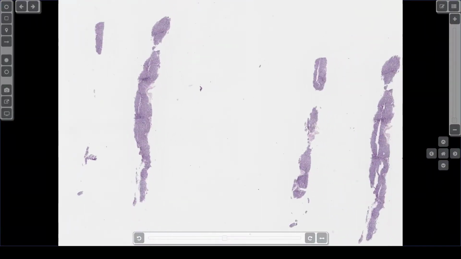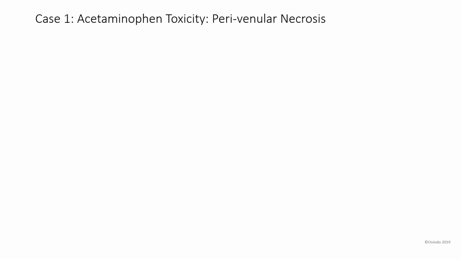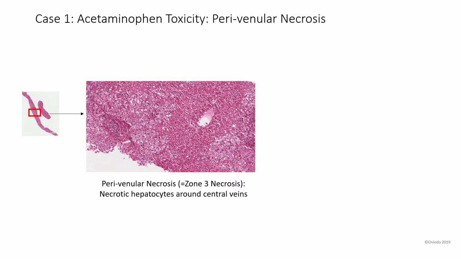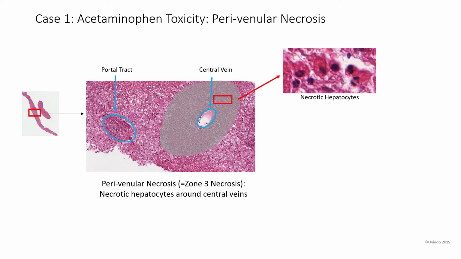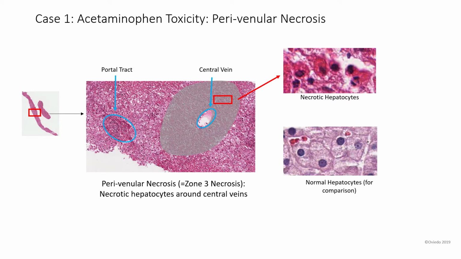Let's go on to our summary slides. Case 1 is acetaminophen toxicity with perivenular necrosis. Here is our slide. At higher power, you can see the perivenular necrosis. Here is our portal tract. Here is our central vein. And this gray color represents the necrotic hepatocytes. This is the higher power of the necrotic hepatocytes. And down here, I've put normal hepatocytes for comparison.